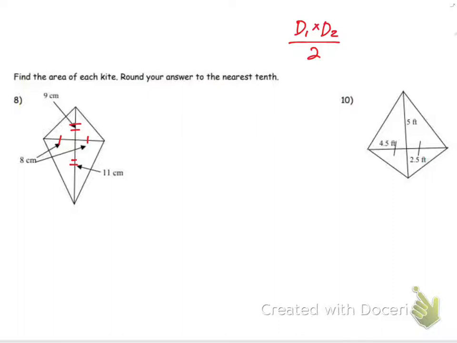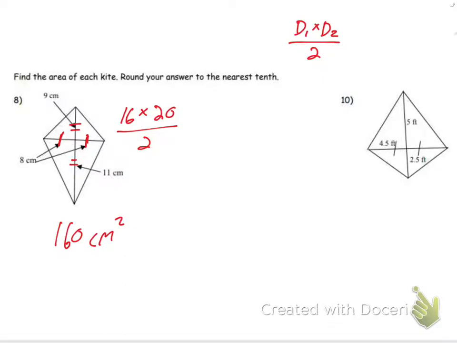before I would multiply. So for example, this is 8 and this is 8, so in my head I'm going to do 8 plus 8 is 16 times, and then if this is 9 and this is 11, 9 plus 11 is 20, and then divided by 2. So 16 times 20 is 320, divided by 2 is 160. So that'd be 160 centimeters squared.